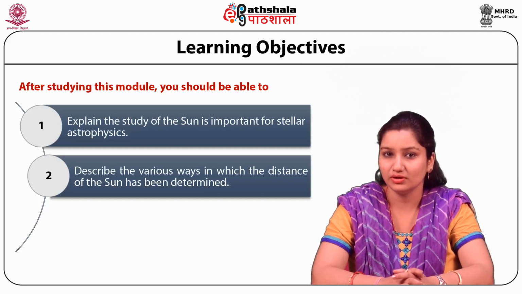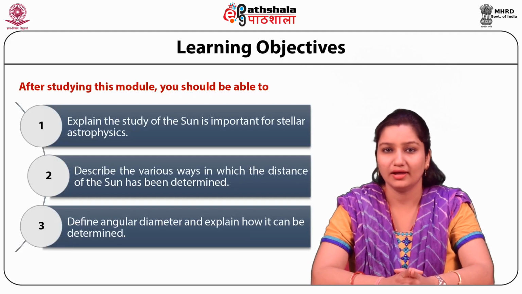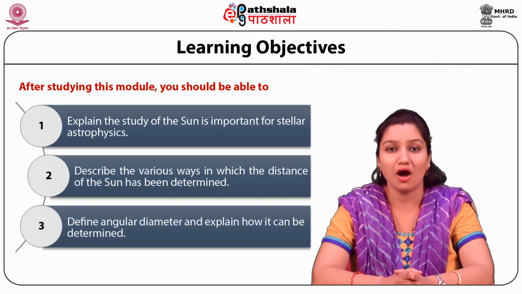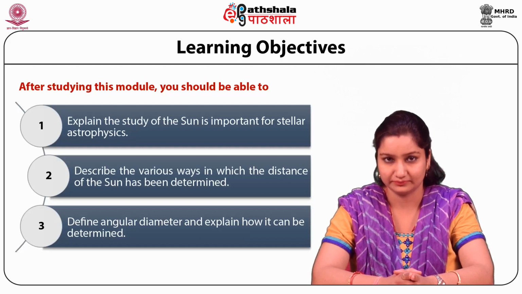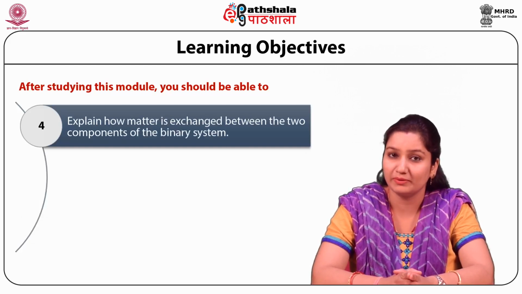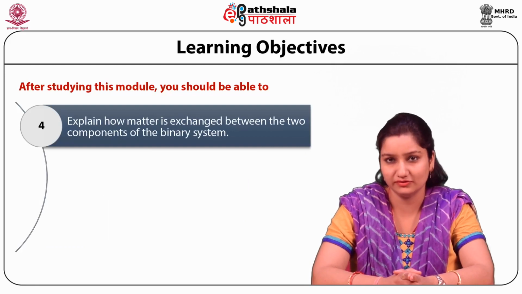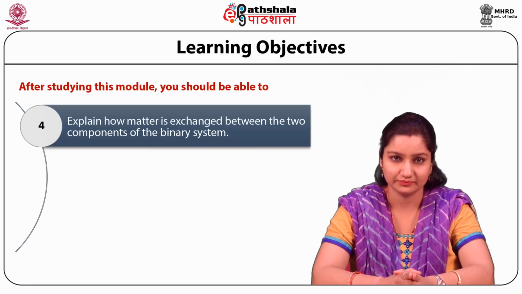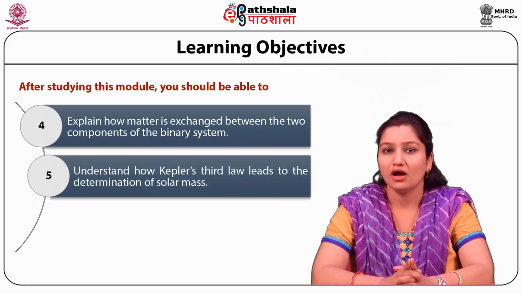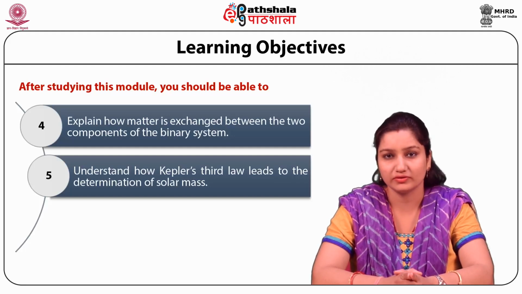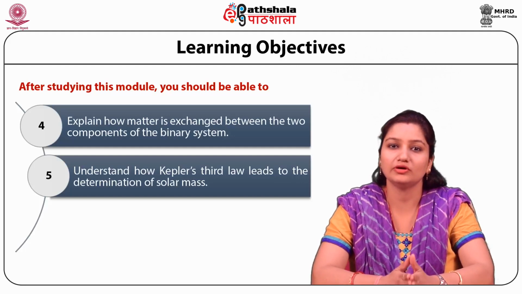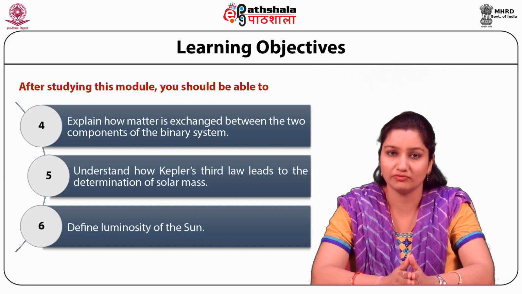After studying this module, you will be able to define angular diameter and explain how it can be determined. You will be able to explain how matter is exchanged between the two components of the binary system. You will understand how Kepler's third law leads to the determination of solar mass. You will be able to define luminosity of the sun.